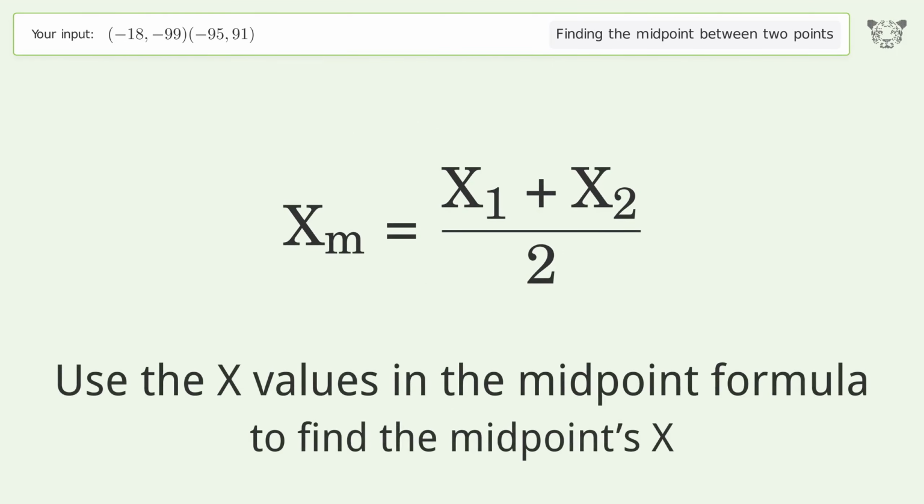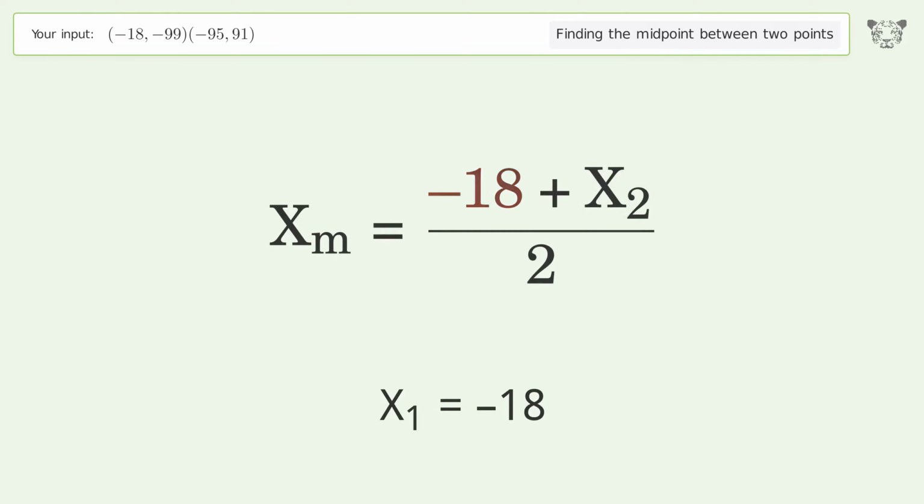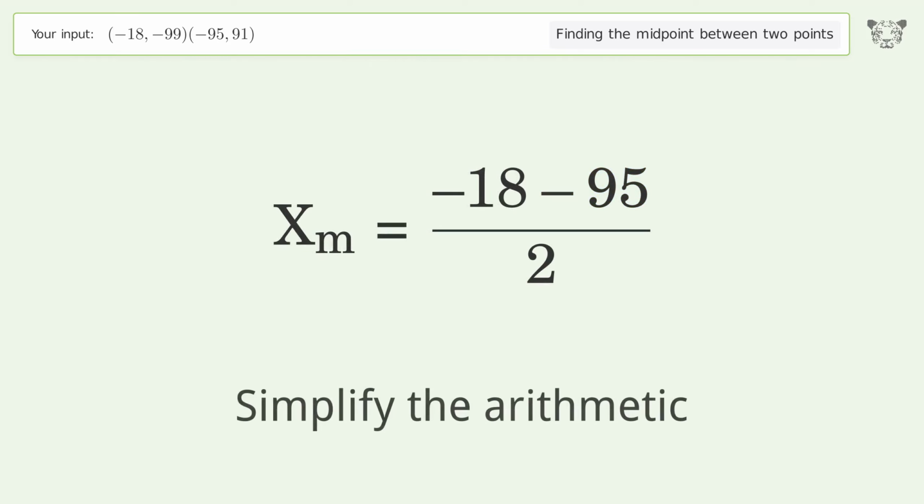Use the x values in the midpoint formula to find the midpoint's x. x1 equals negative 18. x2 equals negative 95. Simplify the arithmetic.